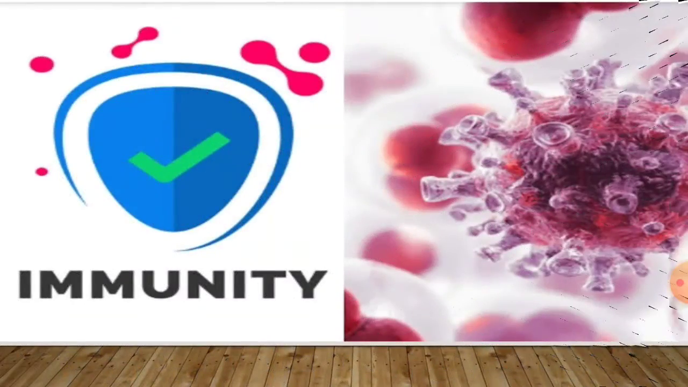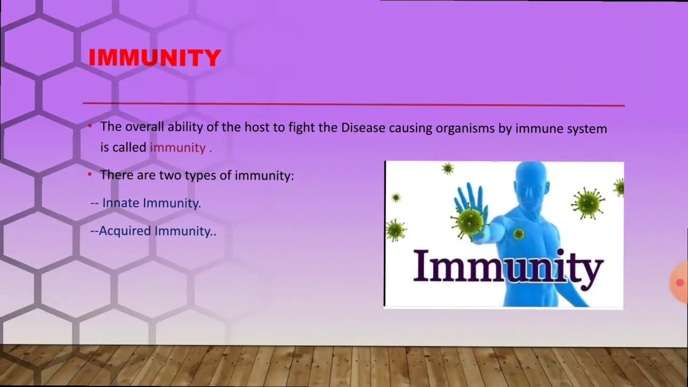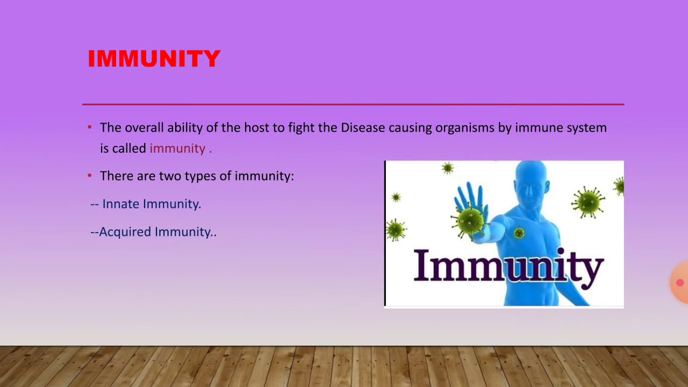Now we start the topic immunity. In immunity we will study what immunity is. The overall ability of the host to fight the disease-causing organism by the immune system is called immunity. There are two types of immunity: innate immunity and acquired immunity.